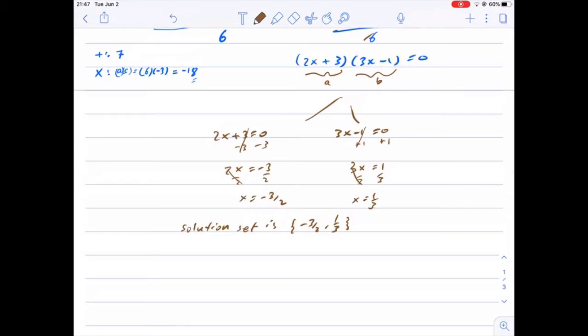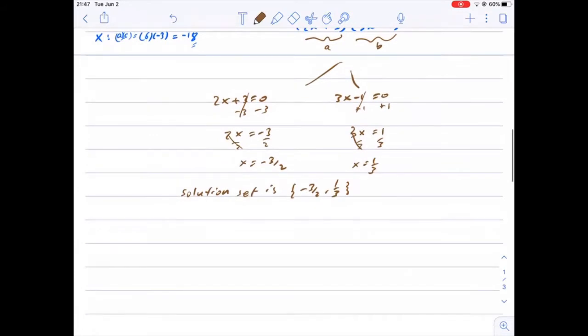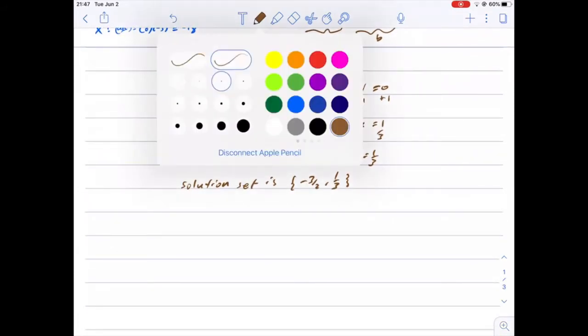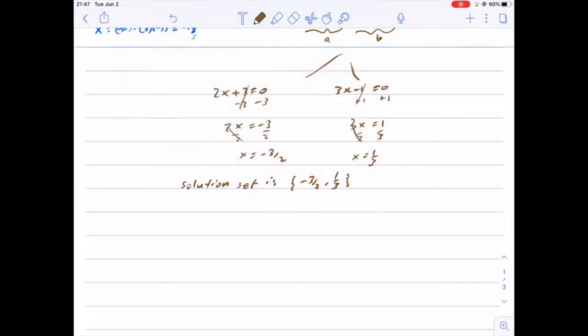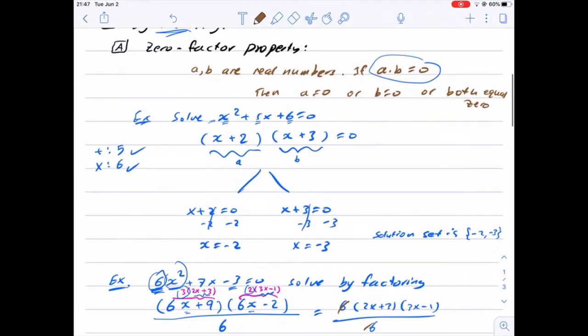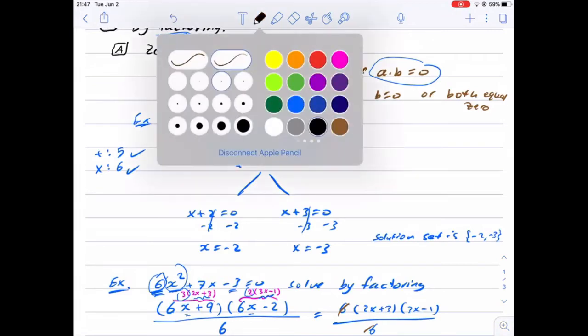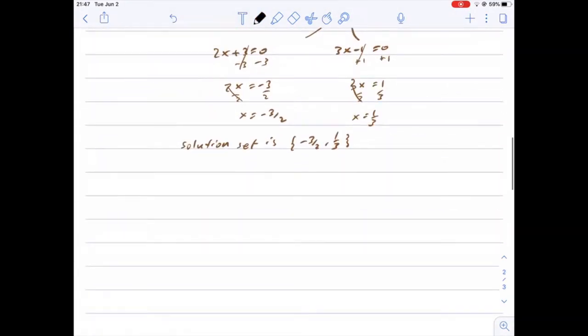Now, the second method, or the second property. The first property is we are still working on factoring, but we have some important properties that are very important in many applications and many equations. So the first property was the zero factor property. The second property, B, is the square root property.